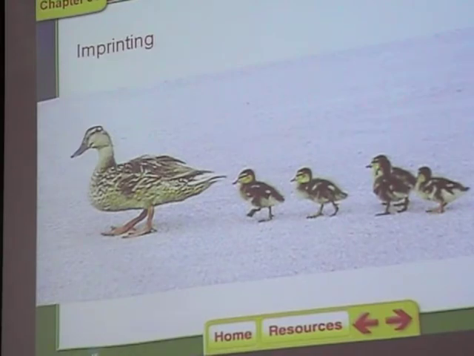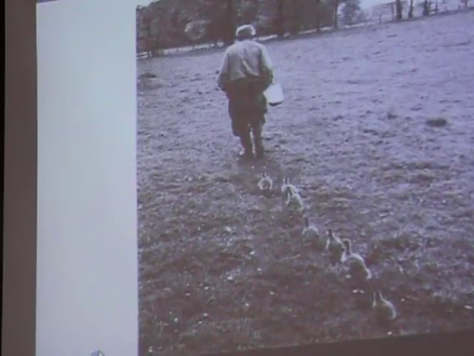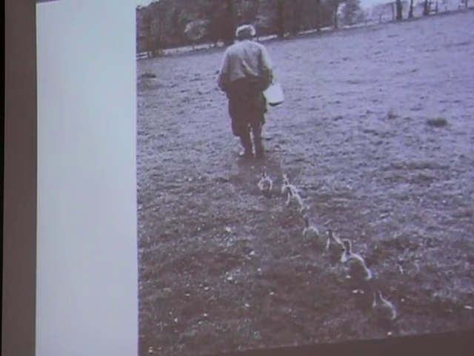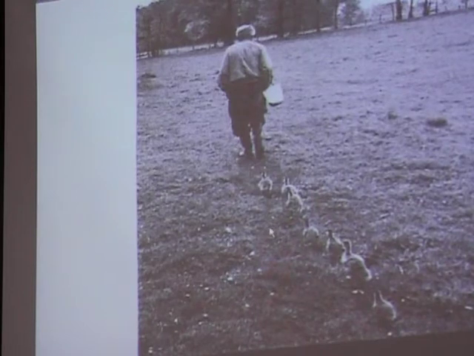And the guy who did most of the experimenting with imprinting was named Konrad Lorenz. And that's him. And there's a bunch of Canada geese following him around. And he was around when they hatched. He found out that they would even follow around if he was in a side room and had a red ball connected to a string.